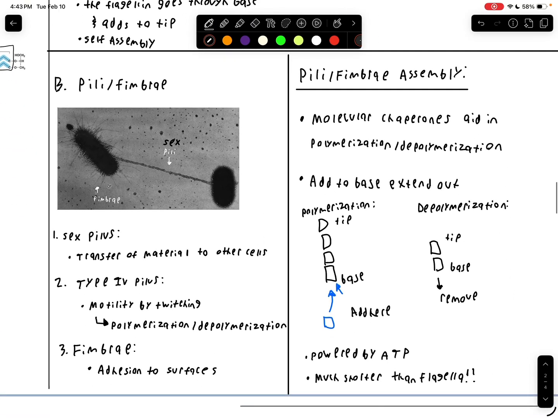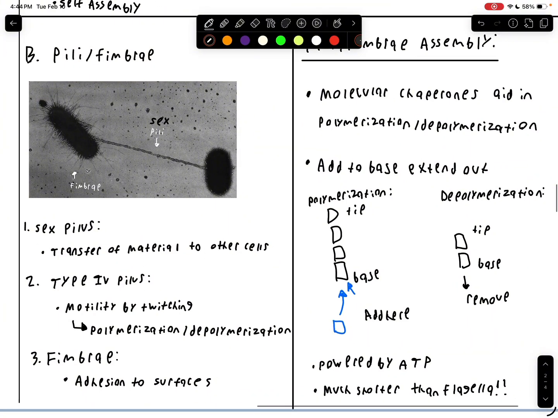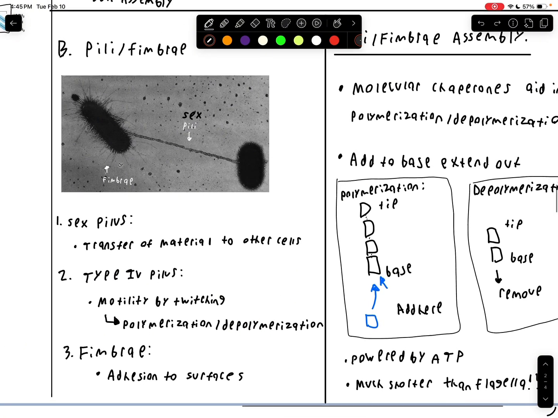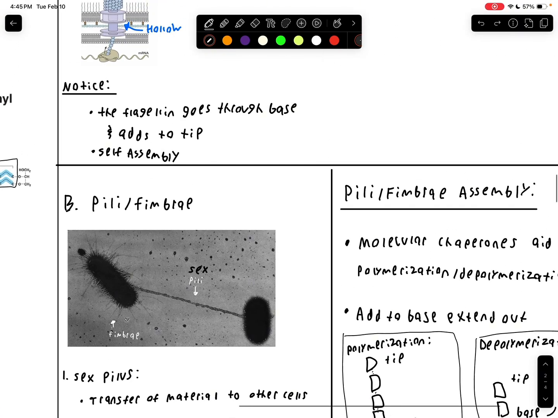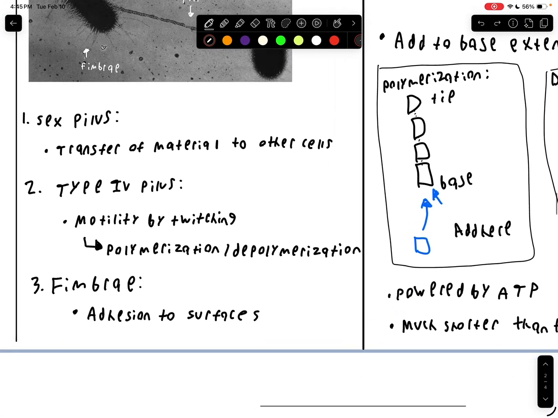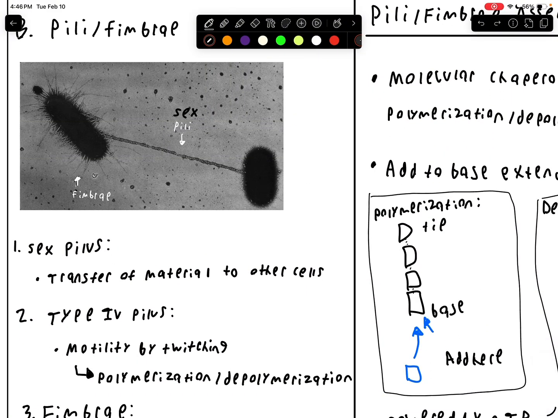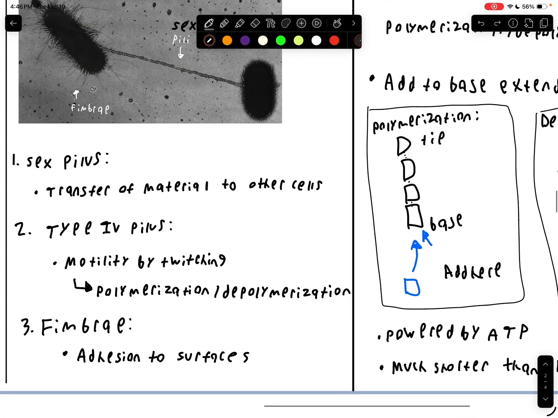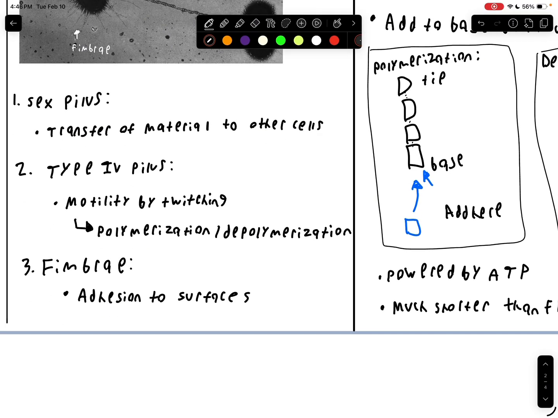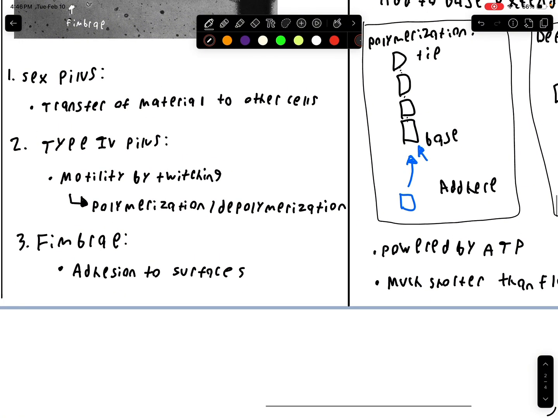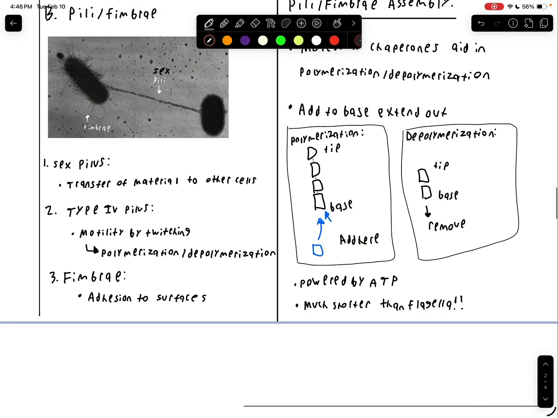And so what you have is also another thing, which is called the pili. So as you can see, you can have pili or fimbriae. Now you can have both flagella and pili. So let's get into the types of pili. There's a sex pilus, which is basically allowing the transfer of material to other cells. As you can see over here, this long thing. You can have a type 4 pilus, which creates motility or movement by twitching, and we'll get into how that works. Or you can have fimbriae, which help with adhesion to surfaces.